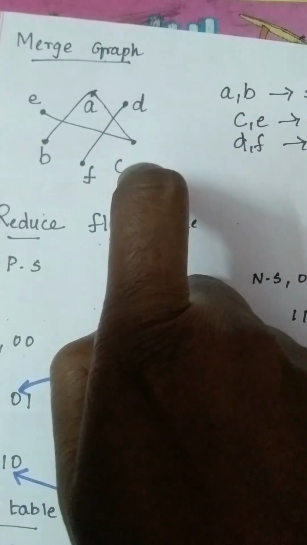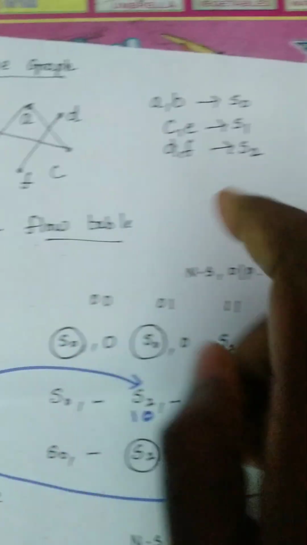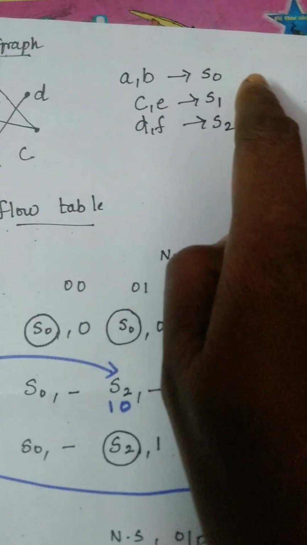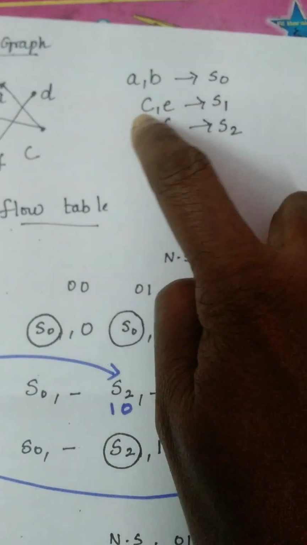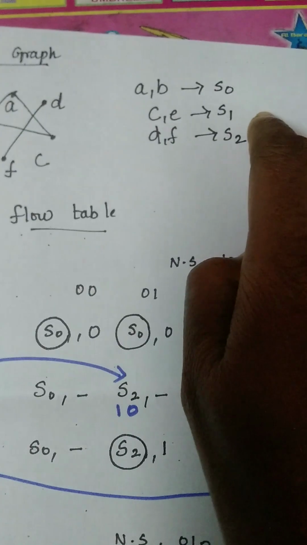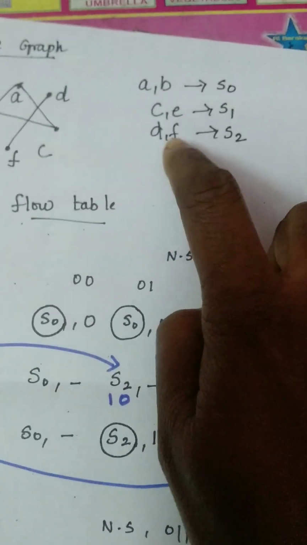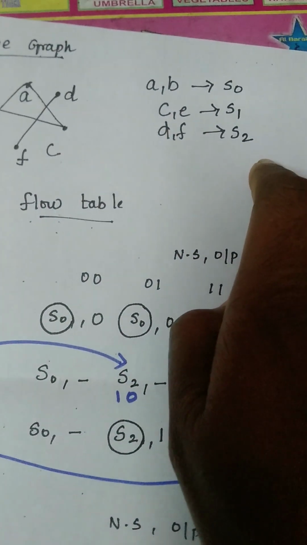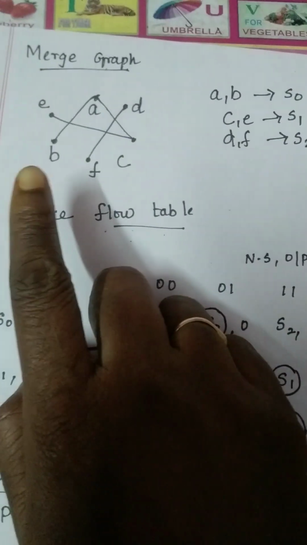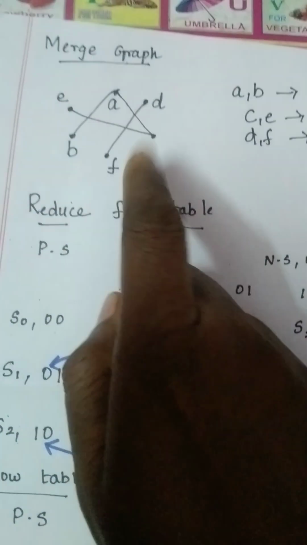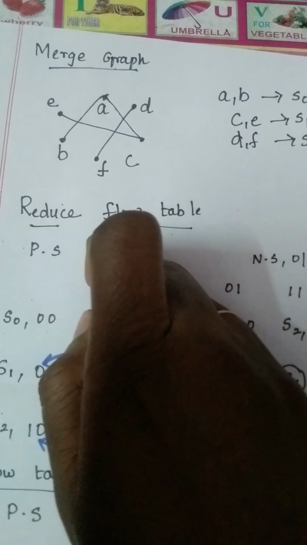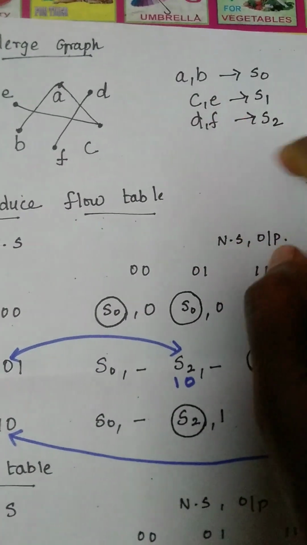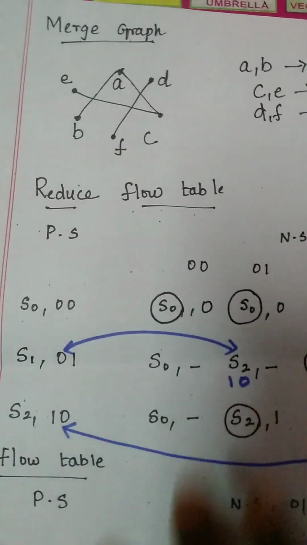So after reduction we have to draw like this. A comma B should be considered as S naught. For the simplification we are writing like this. C comma E has to be taken as S1. Similarly, D comma F should be considered as S2. So after the primitive flow table, we have to draw the merge graph. How are we going to draw the merge graph? By reducing the primitive flow table. This is the assumption we have considered, right? Next, we are going to see the reduced flow table.